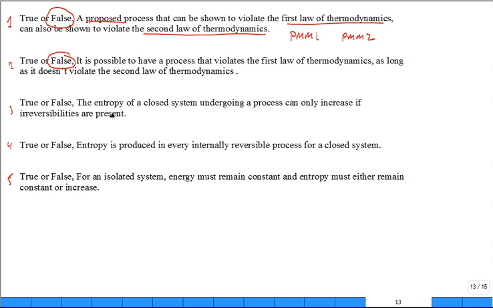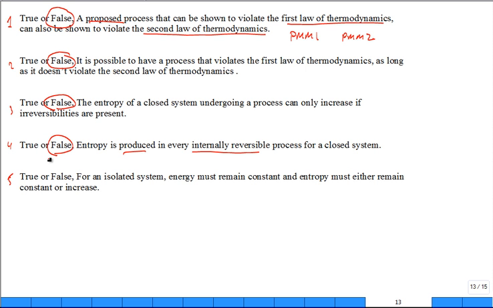All right. The entropy of a closed system undergoing a process can only increase if irreversibilities are present. And why? Q can bring in entropy and increase it. Irreversibilities definitely will increase it, but Q in will also increase the entropy. Entropy is produced in every internally reversible process for a closed system.